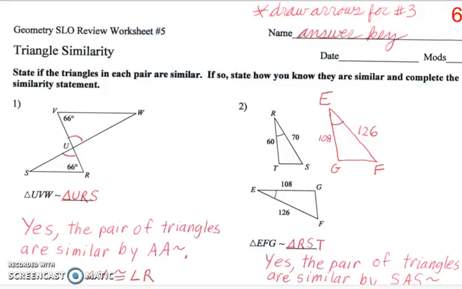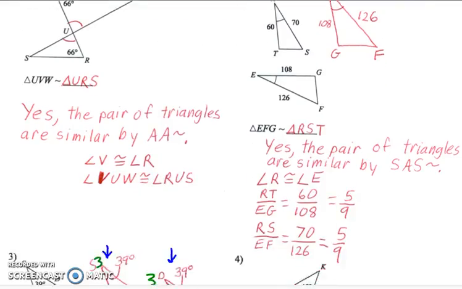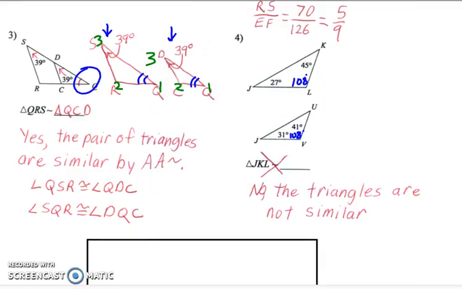All right, let's go on to side number 6, and we have to finish number 4. Now number 4, we have 2 out of the 3 angle measures. So let's go ahead and calculate the third angle measure. And we see that with both triangles, they're both 108 degrees. We say, oh good, we know that angle L is congruent to angle V because they're both 108 degrees. But with angle J and the U and the K, there's no other angle that is congruent to another angle. So with this problem right here, the triangles are not similar.